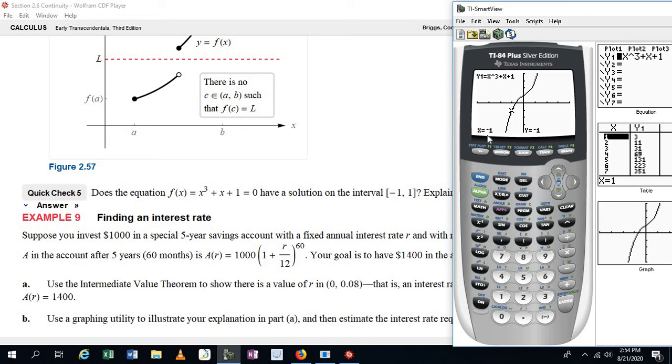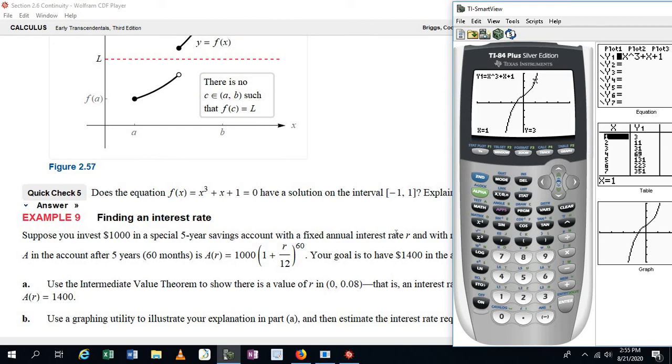Now let's check f of +1. I go back to calculate value, but now x is equal to 1, and the y value that comes out is 3, which is this ordered pair right here, (1, 3). So f of -1 was -1, but f of +1 is 3. Well, L, which is 0, is strictly between -1 and 3. So the second condition of the theorem is satisfied.